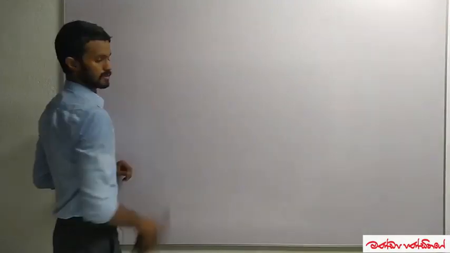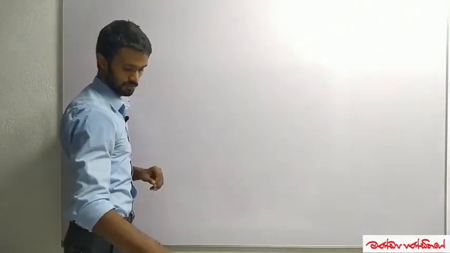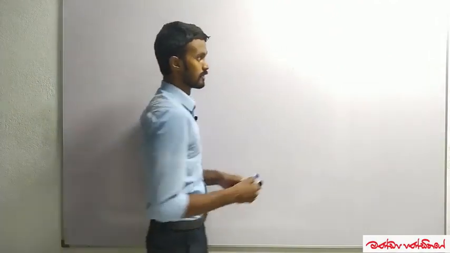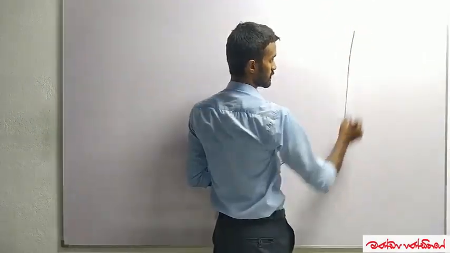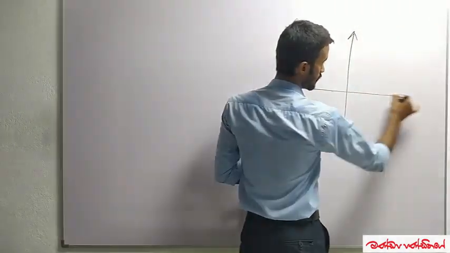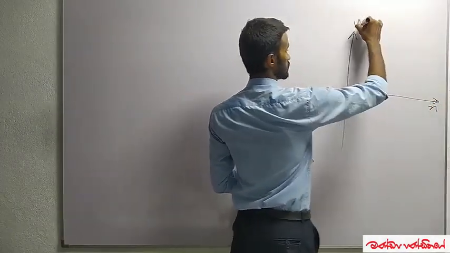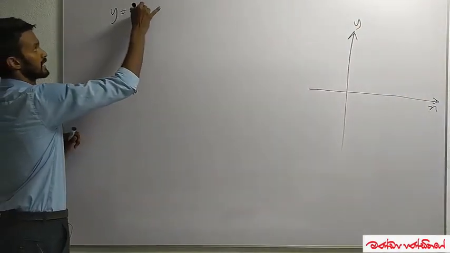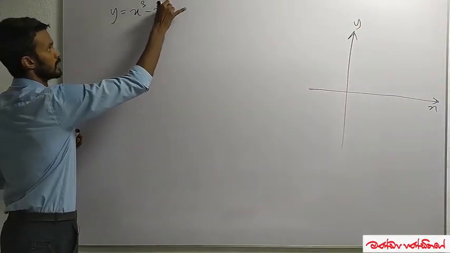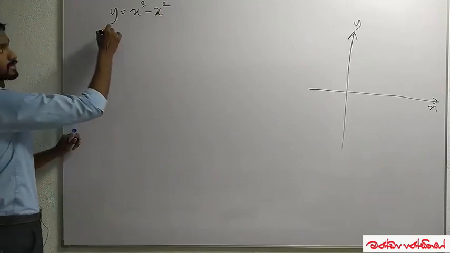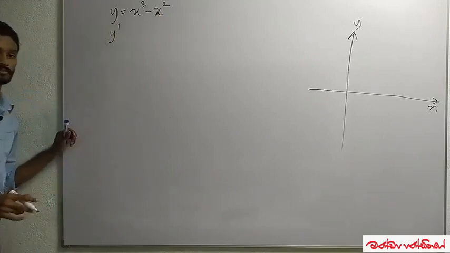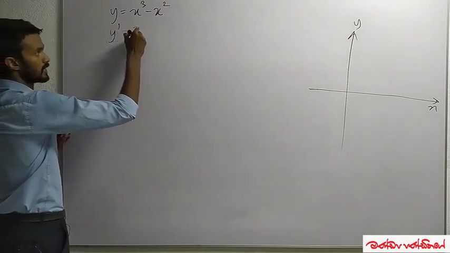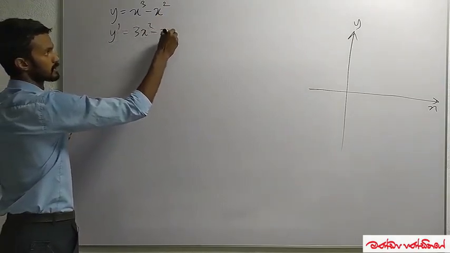to differentiation. I'll draw a quick graph using differentiation, because this is not a video about differentiation. I'll take this x and this y. My function is y equals x cubed minus x squared, and I'm differentiating by x. I take the first differentiation as y dash, and y dash is equal to 3x squared minus 2x.